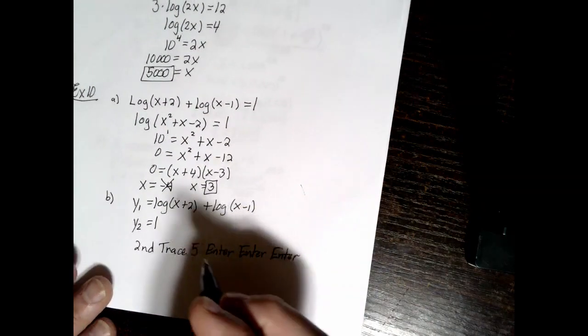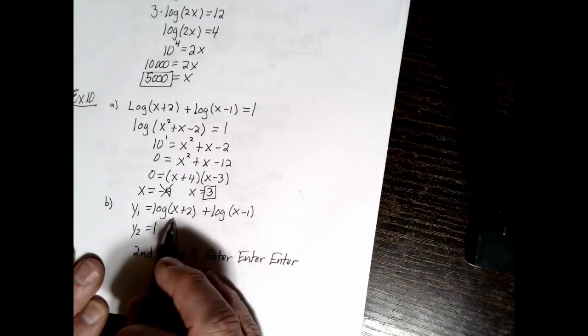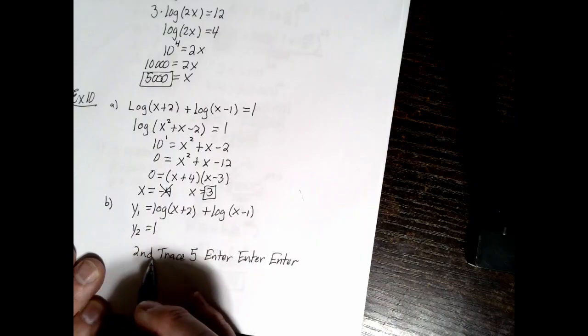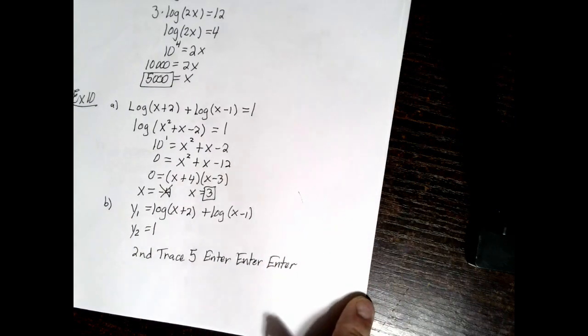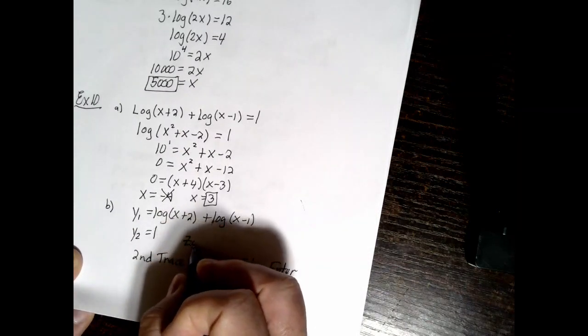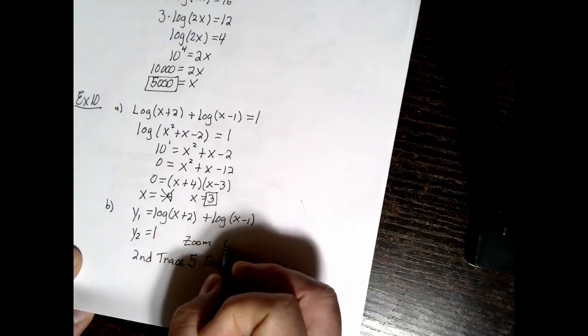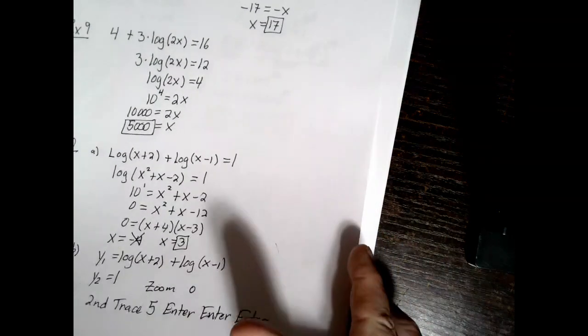Alright, now the other way to solve this is graphically. You can graph the left side, y1 equals the left and y2 equals the right, and then second trace 5. Enter, enter, enter where they intersect. You might have to hit zoom 0 first, because remember, to find an intersection point you have to be able to see the intersection on your screen.